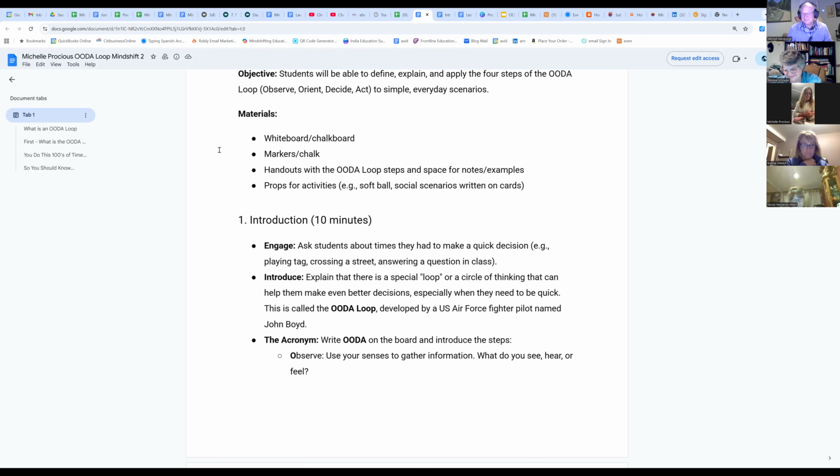And then they gave a playing dodgeball example. The ball's thrown at you. It's coming at my head. I need to move or catch it. What do I do? Duck or catch? Duck quickly. Like, you're not thinking, oh, it's an OODA loop. I'm in an OODA loop right now.